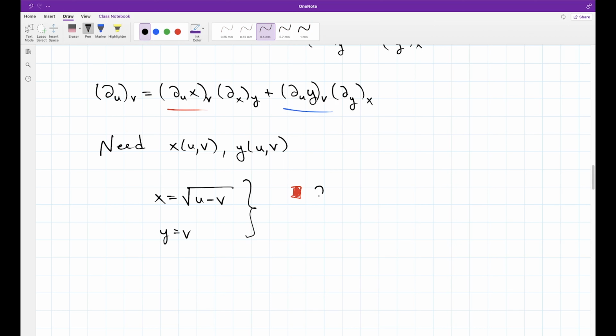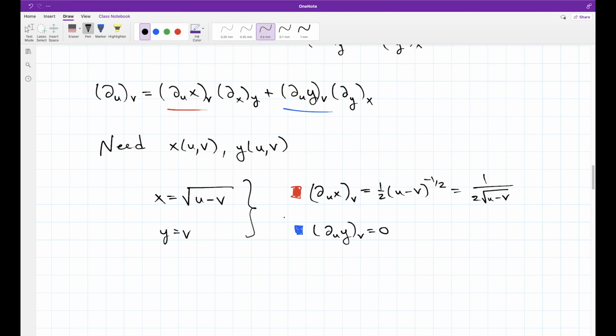Okay, so for the red thing, partial u of x fixing v is going to be equal to, well, we get like a 1/2 (u minus v) to the minus 1/2, or in other words, 1/(2 square root of u minus v). Good. And for the blue thing, well, y doesn't depend on u in this new coordinate system. So partial u of y fixing v is equal to 0.